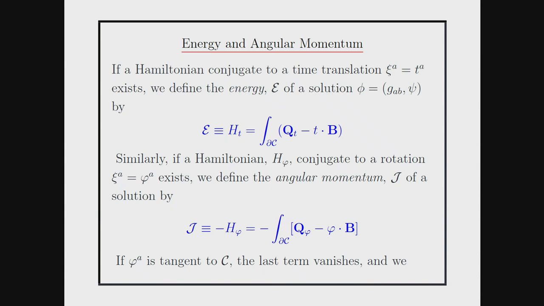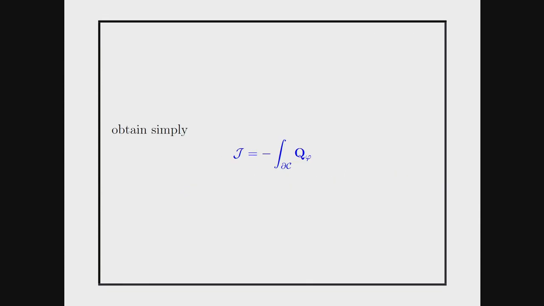Now, one nice thing happens with angular momentum, in fact, because you could choose your asymptotic boundary so that phi is tangent to the boundary, in which case this boundary contribution automatically vanishes. So completely generally, in that case, you have a formula for angular momentum. You always have a Hamiltonian, and you have a formula for angular momentum. That's just another charge.